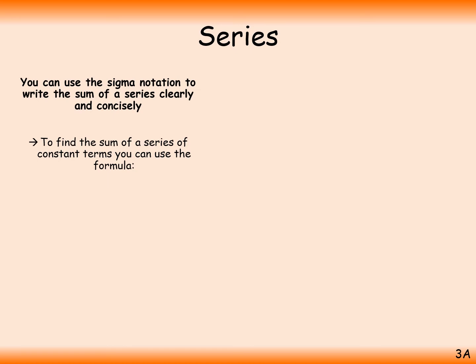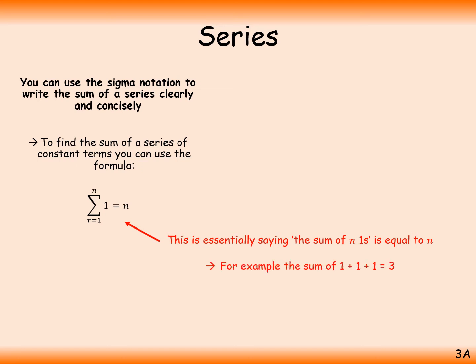To find the sum of a series of constant terms, we can use a formula. If we're adding up 1 plus 1 plus 1 all the way up to n amount, we just put sigma 1 from 1 to n. This is essentially saying the sum of n ones is equal to n. So for example, the sum of 1 plus 1 plus 1 is equal to 3, and the sum of 1 plus 1 plus 1 plus 1 plus 1 is equal to 5.